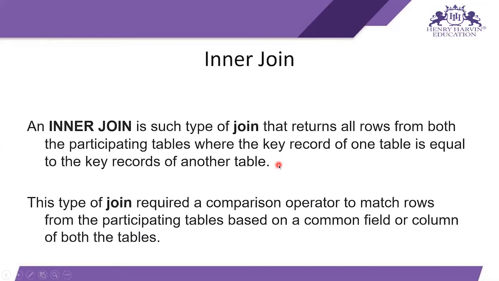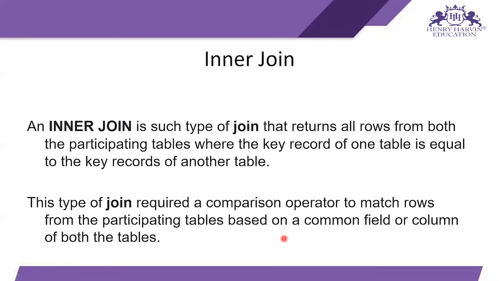So first we have the inner join, and inner join is a type of join that returns all rows from both the participating tables where the key record of one table is equal to the key records of another table. So here inner join does this: when the key value matches and all the values are the same, it takes those common rows and joins them and makes a new pandas data frame or data set for you. This type of join requires a comparison operator to match rows from the participating tables based on a common field of both the tables.